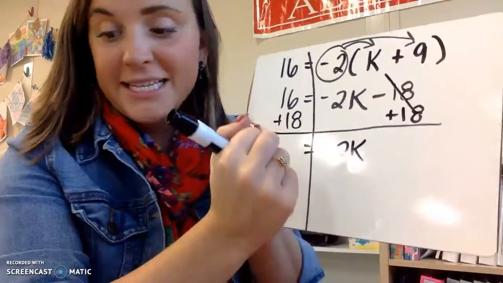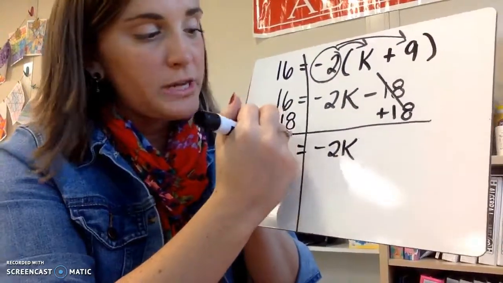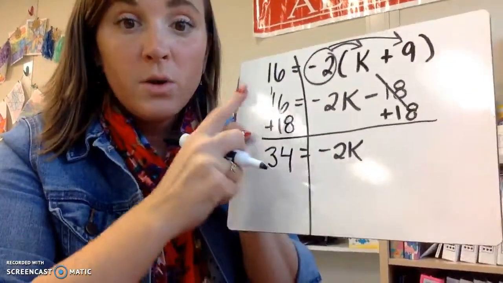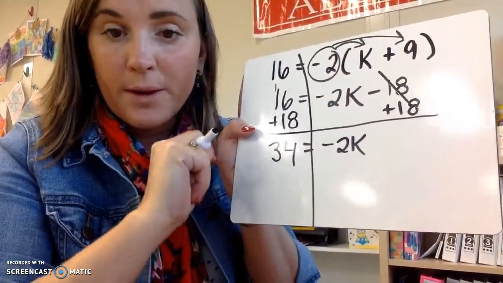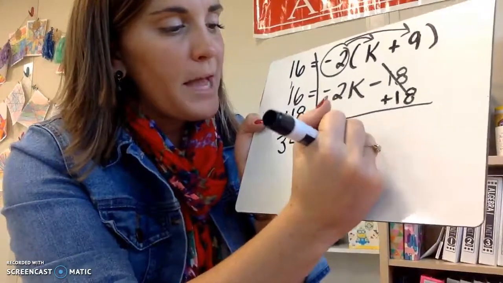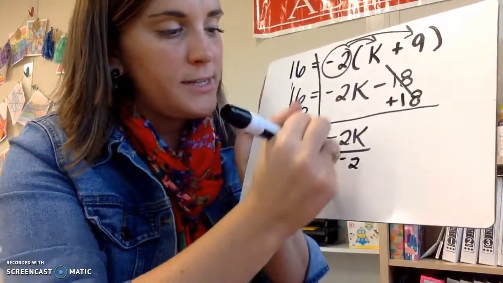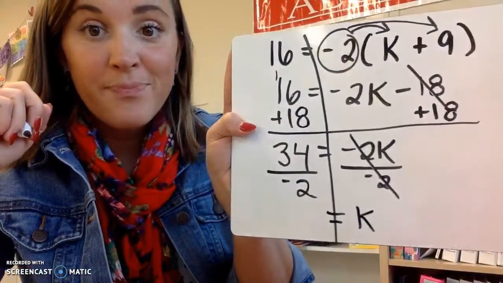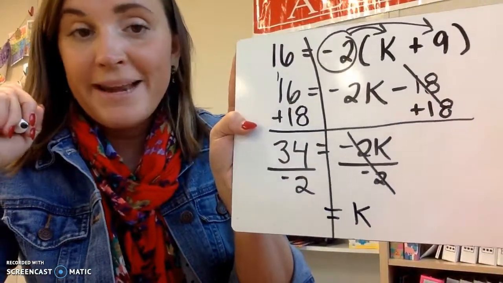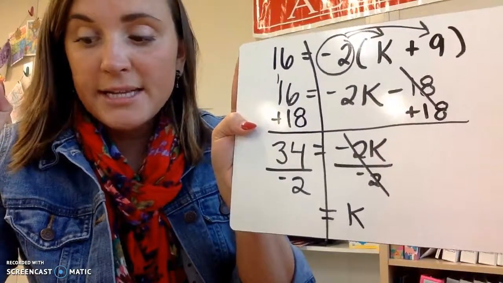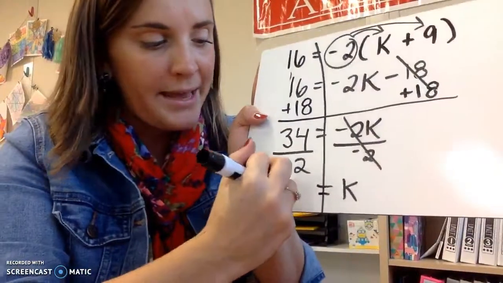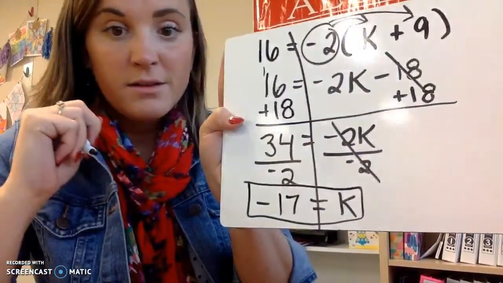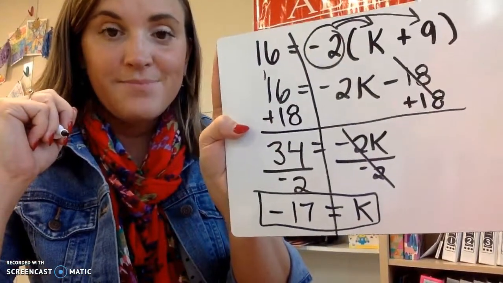16 plus 18 is going to give us 34. 6 plus 8 is 14. Carry your 1. 1, 2, 3, you got 34. You're multiplying by negative 2, so the inverse is to divide. Negative 2k divided by negative 2 leaves us with k. 34 divided by negative 2. So they're different signs, so I know my answer is going to be negative, and that's going to give me 17. K equals negative 17.